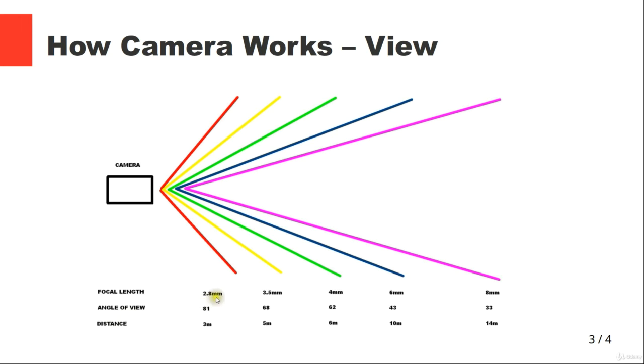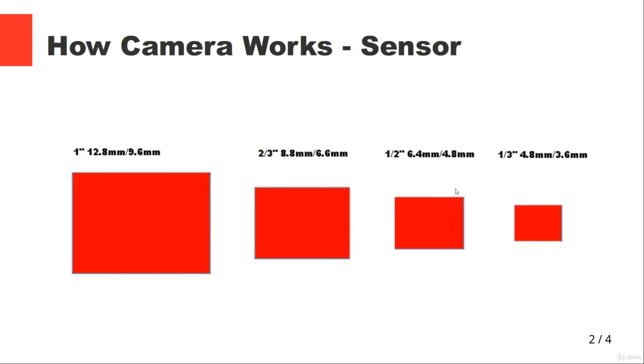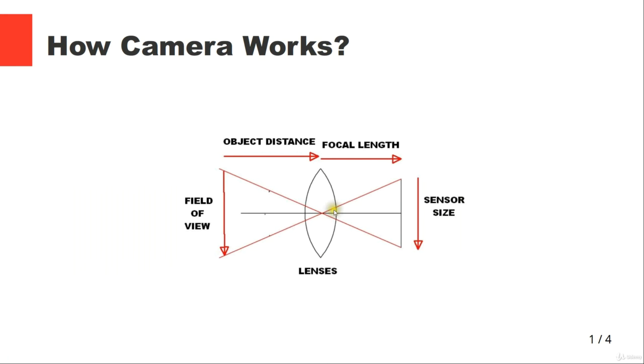So with 2.8 millimeter lenses, that's the focal length, you're getting about 80 degrees view, and you can see at a distance of, let's say, 3 meters. With 3.5, you get a smaller angle of view, but longer distance. So basically that's zooming in. When you're zooming in on something, you're making your focal length bigger. I mean, you're making the distance between the lenses and sensor bigger. That's how you zoom in.